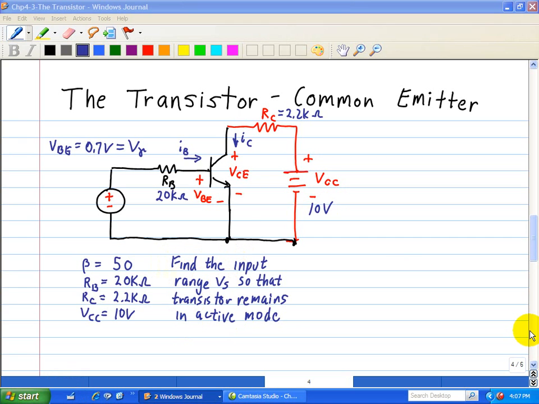So to remain in active mode, we have to avoid the cutoff mode and the saturation mode. So first, to avoid the cutoff mode, the input voltage must exceed the transistor threshold voltage. Thus, we have a lower bound that VS is greater than V gamma, which is equal to 0.7 volts. And this will be to avoid cutoff.